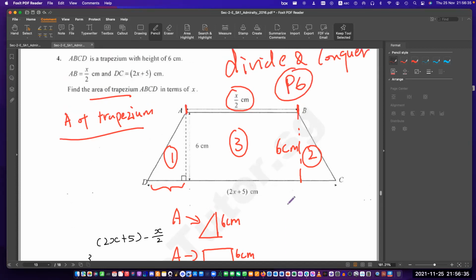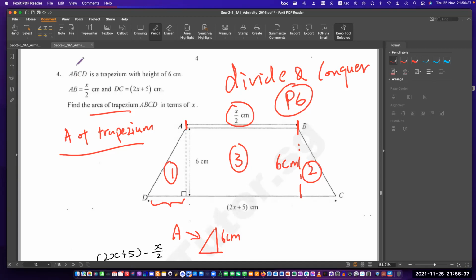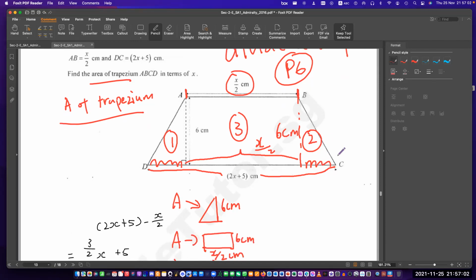So how do you figure out the base? The base, what I read here is I can read this, the total. This whole thing is 2x plus 5. This whole thing is 2x plus 5. And then from here to here is x minus 2. I mean, x divided by 2. So how do you get these two? 2x plus 5 minus x over 2, right?